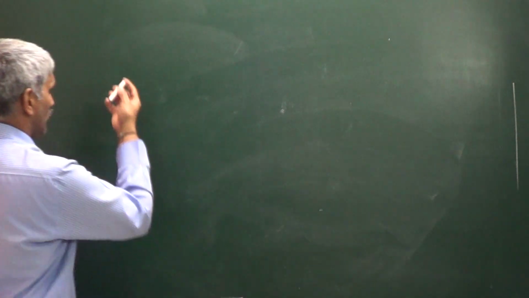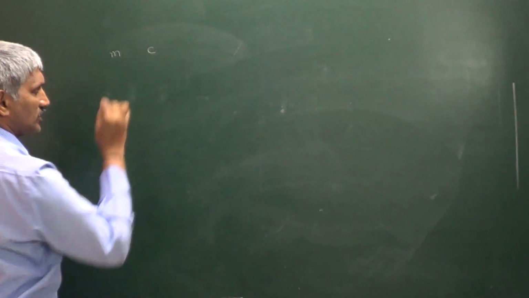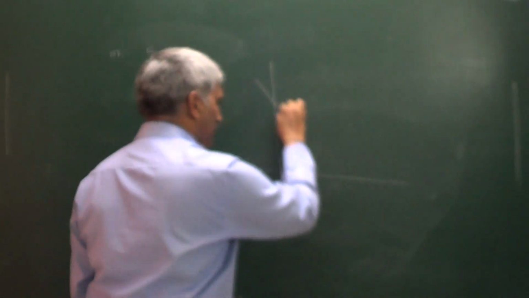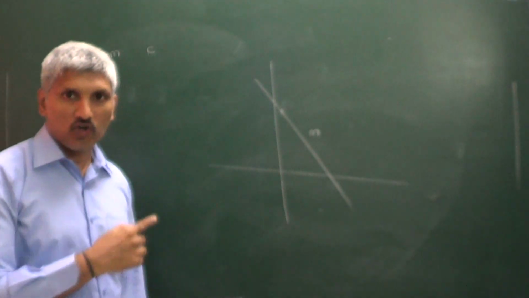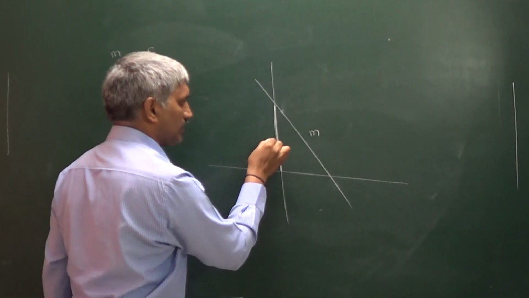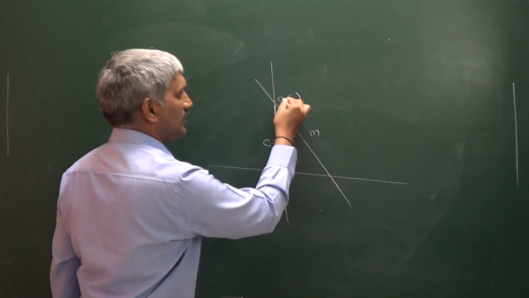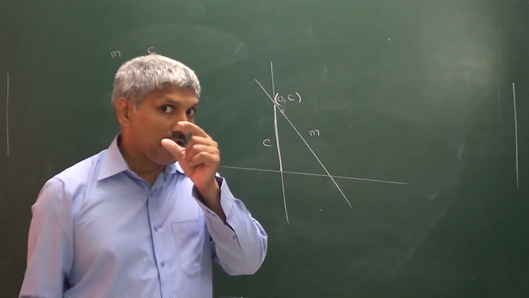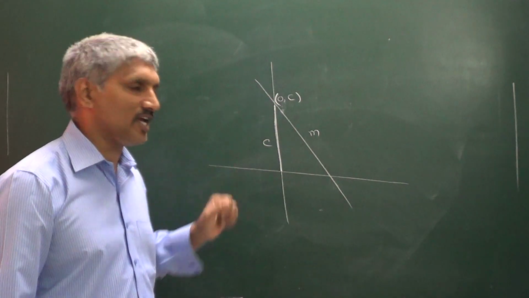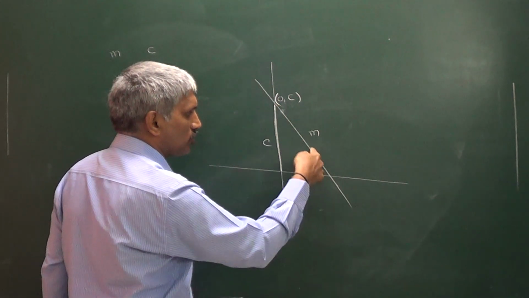At the same time, observe here: the slope of the line is m and the y-intercept is given as c. What is the information given? The slope of this line is m and the y-intercept is c. That means this length is c. Whenever this length is given as c, I can take that point as (0, c), because if the y-intercept is c, the line must pass through the point (0, c).